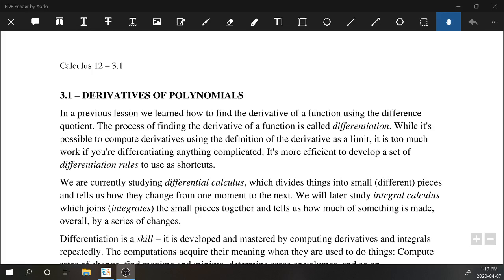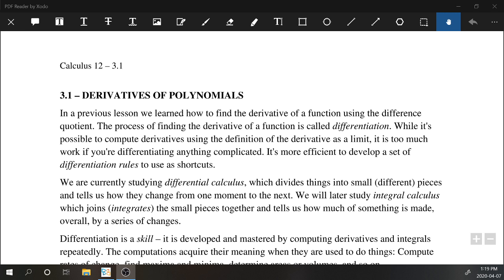So today what we're going to do is go over section 3.1. This is about the derivative of polynomials. There's also supposed to be an additional part about the derivatives of exponential functions, but we'll leave it until the end of the chapter. So as you know, we have been doing differentiation for a while now.